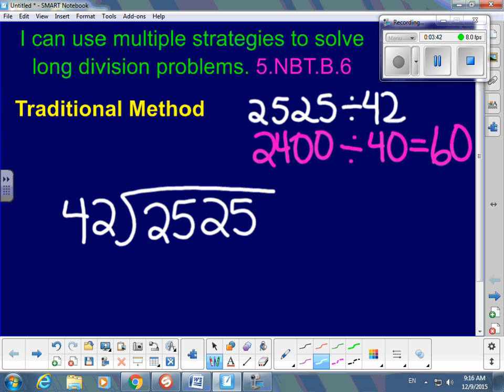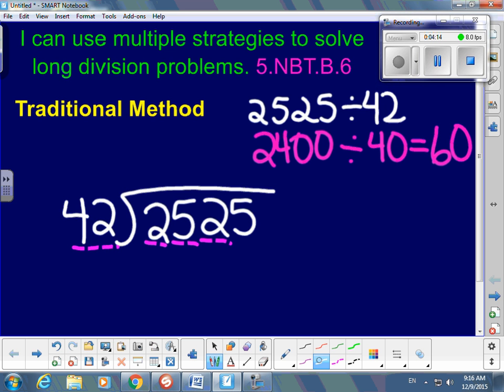All right, so I picked a kind of hard problem for us to start with, but we can do this. Ready? Just so now we're looking at the divisor as a whole. So we're not breaking up 42. We're using it as 42. Does 42 go into 2? No. Does 42 go into 25? No. So this is why it's harder. Does 42 go into 252?